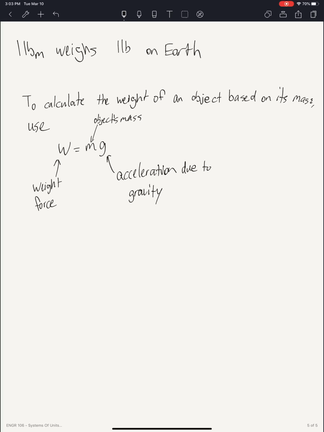This formula is what we're going to spend most of our time working on. W equals mg. And it's perfectly appropriate in this situation. Let me ask you, what is the acceleration due to gravity on Earth? Well, it's about 9.81 meters per second squared, which is, if converted, equal to 32.2 feet per second squared.